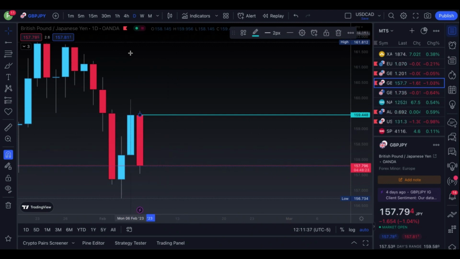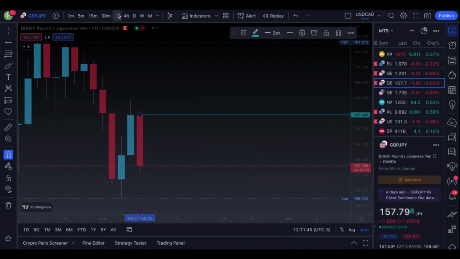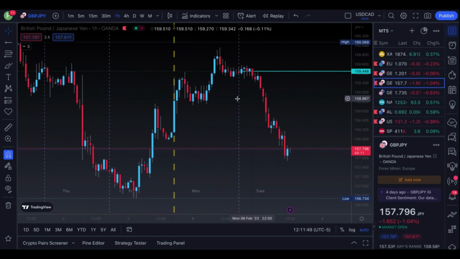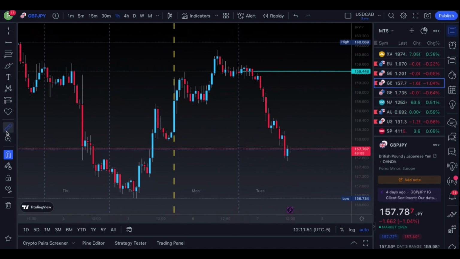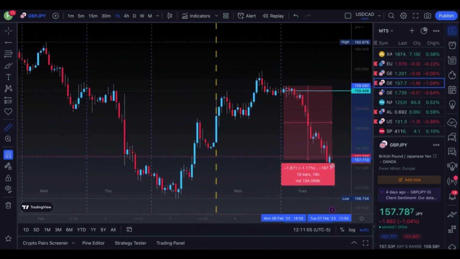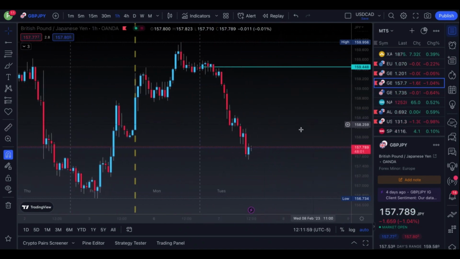Now if I go to the 1 hour, how many candles is in a day? 24 candles. Because you got 24 hours if I go to the 1 hour, right? Okay. So this is Tuesday. How many candles have been? How many hours has it been today? 18 bars, 18 hours today. So it's a few more hours left in this candle. This is where it opened at.